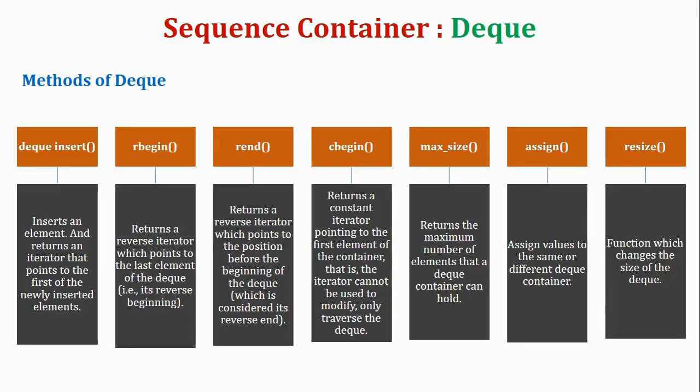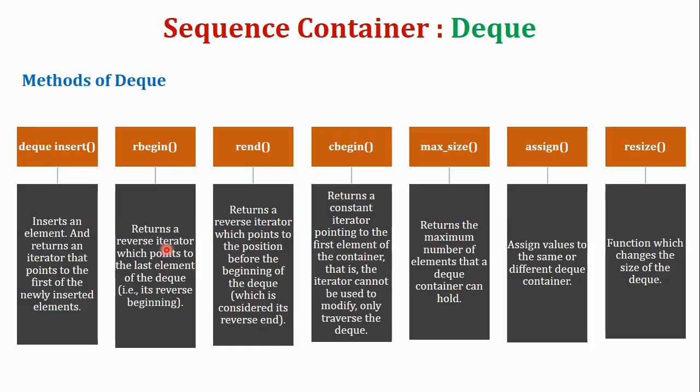And next, methods of DQ. First one is insert. It inserts the element and returns the iterator that points to the first of the newly inserted elements. And next one is rbegin, that is reverse begin. It will return the reverse iterator which points to the last element of the DQ.